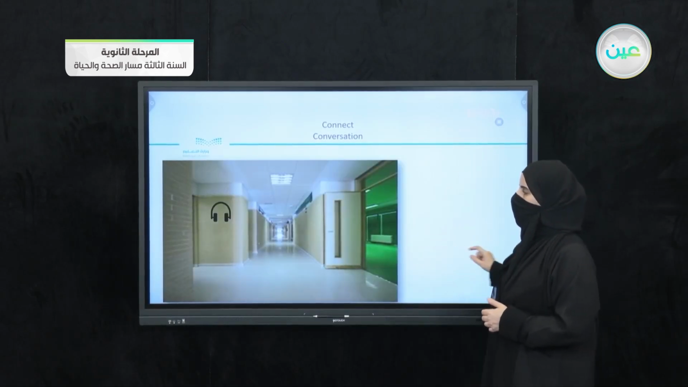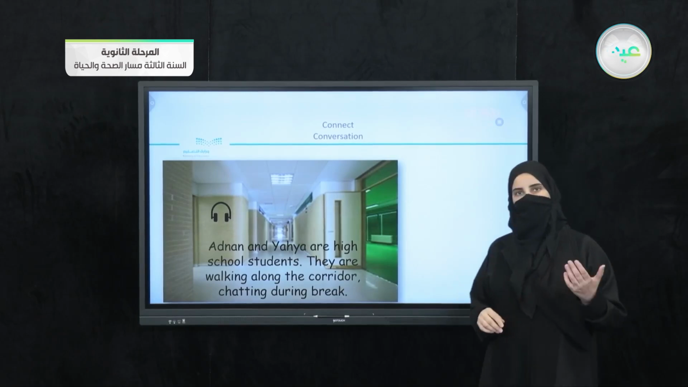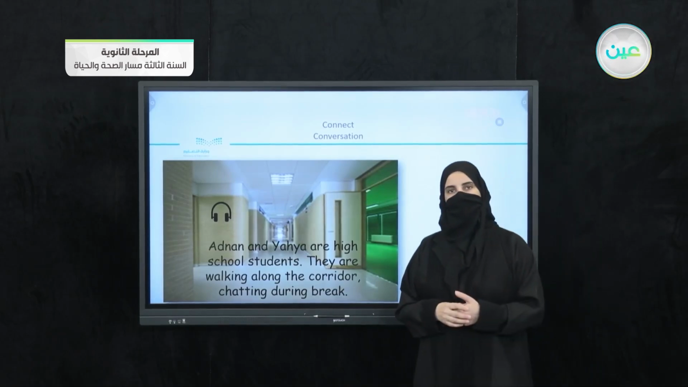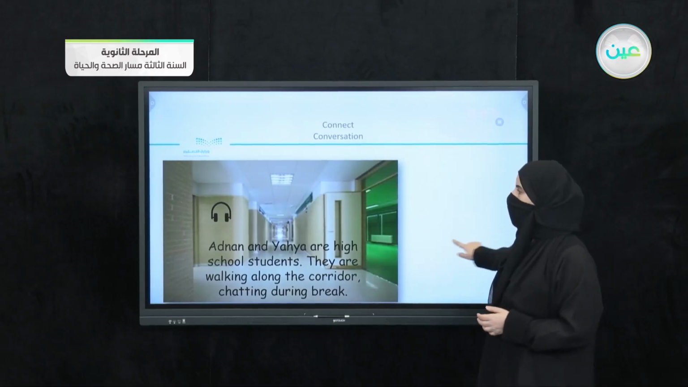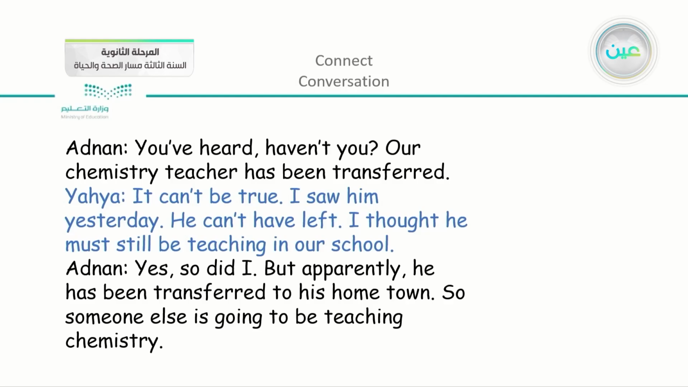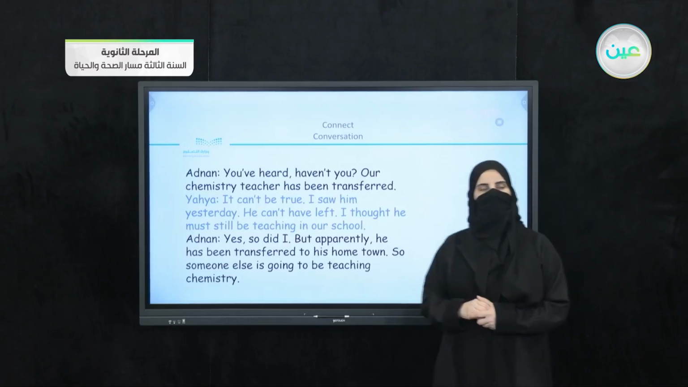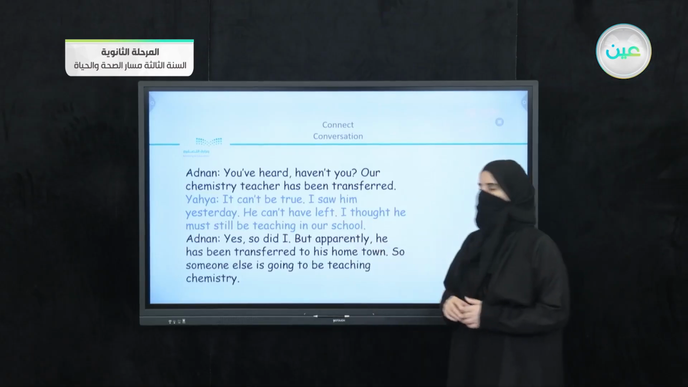Now the conversation is between Adnan and Yahya, as you can see in your books. Adnan and Yahya are high school students. They are walking along the corridor, chatting during the break. Now they are chatting about something, and as you can see, it is at school. So what is interesting here? We're going to move on. Let's just listen to the conversation between Adnan and Yahya.